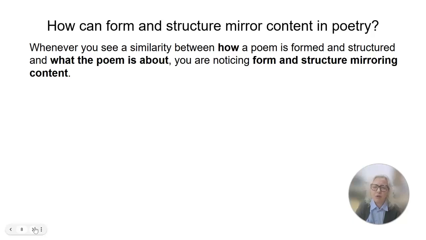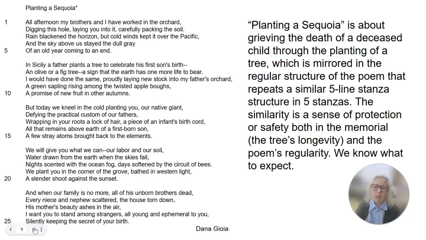All right, how can form and structure mirror content in poetry? Whenever you see a similarity between how a poem is formed and structured and what the poem is about, you are noticing form and structure mirroring content. So let's take a look at the poems we have already read and analyzed. Planting a Sequoia is about grieving the death of a deceased child through the planting of a tree.